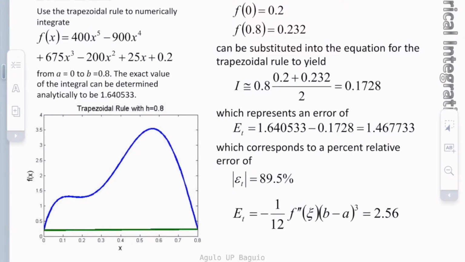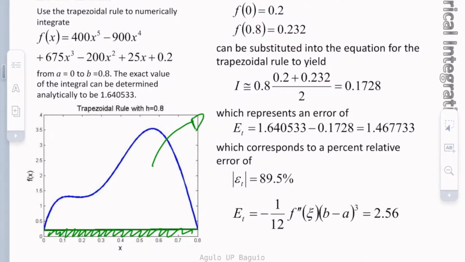Comparing it with 1.640533, the error is approximately 89.5%. This is an extremely large error, as you can see, because the area that was computed is only this value, and this area has not been taken into account in the integration.